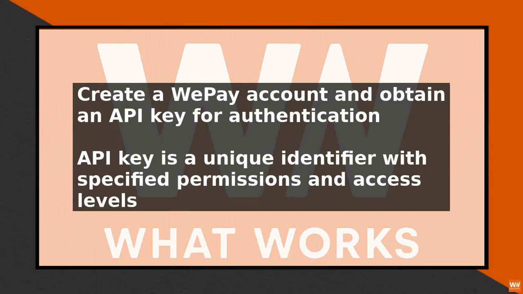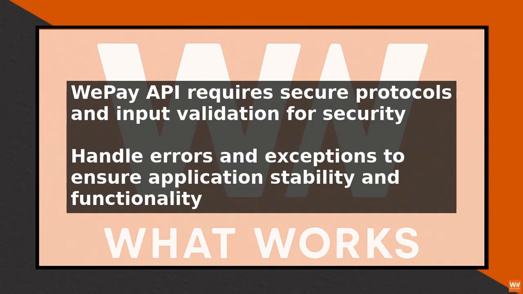To use the WePay API, you need to make HTTP requests to the WePay API endpoint. The API endpoint URL and the request method will vary depending on the specific API call you are making. For example, to create a new payment, you would make a POST request to the payments endpoint. You can use programming languages like Java, Python, or Ruby to make API requests and integrate the WePay API into your application.